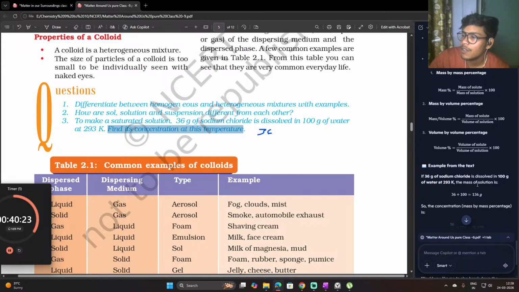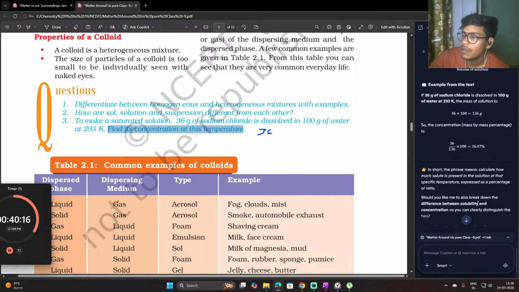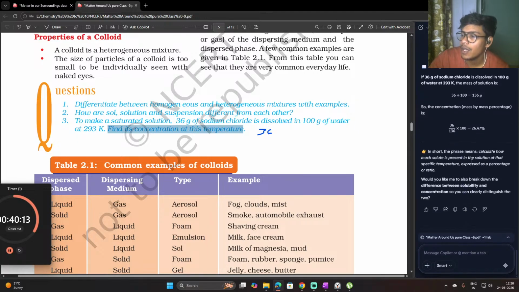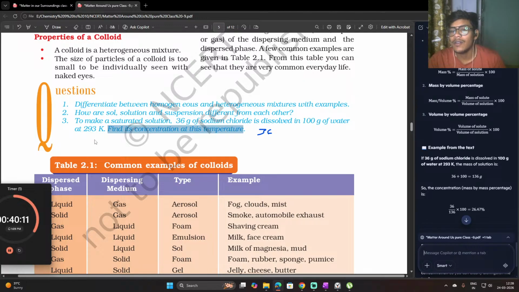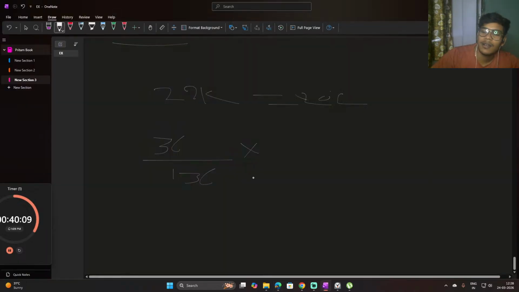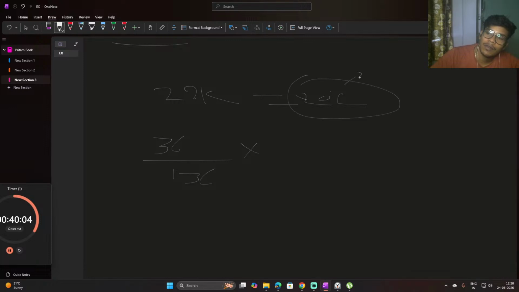The mass of solution is 136, I know. So this is not what you think. This 20 is just shown, it's not used anywhere. You have to find out mass by mass, just like that. 136, 36 and 100. How will you do it?